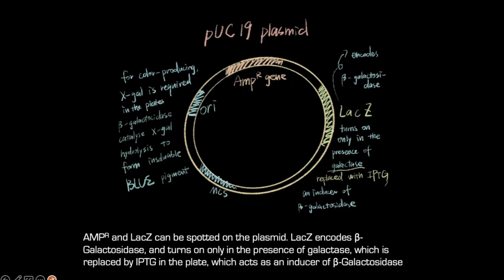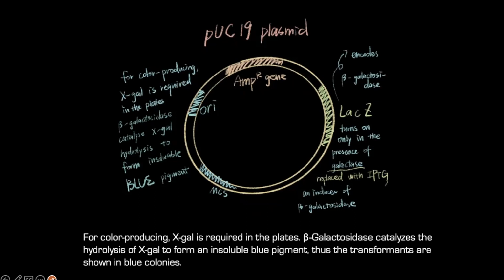LacZ encodes beta-galactosidase and turns on only in the presence of galactose, which is replaced by IPTG in the plate, which acts as an inducer of beta-galactosidase. For color production, X-Gal is required in plates. Beta-galactosidase catalyzes the hydrolysis of X-Gal to form an insoluble blue pigment, thus the transformants are shown as blue colonies.